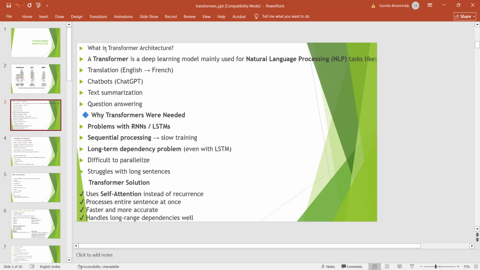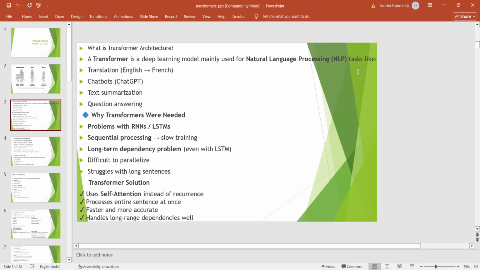What is a transformer architecture? At first, to know the transformer architecture, we need to learn some questions: what is a transformer, what is the use of transformers, and why we are using these transformers. So I'll explain here. A transformer is a deep learning model and is mainly used for natural language processing tasks. It was introduced in 2017 in the paper Attention is All You Need. So, why was it made?